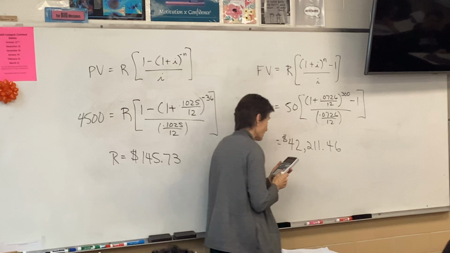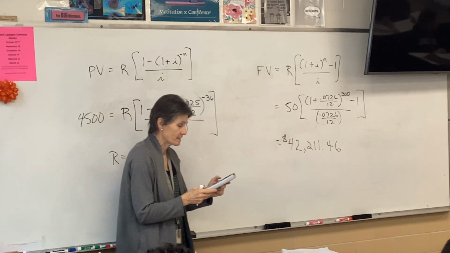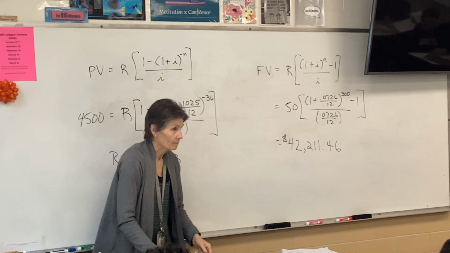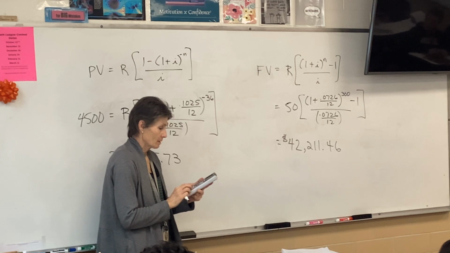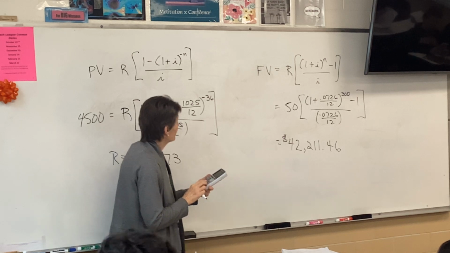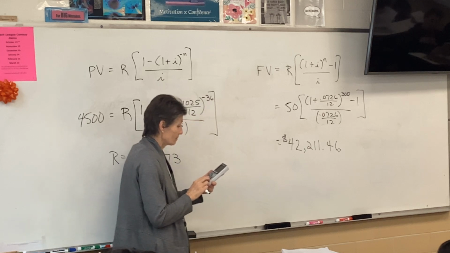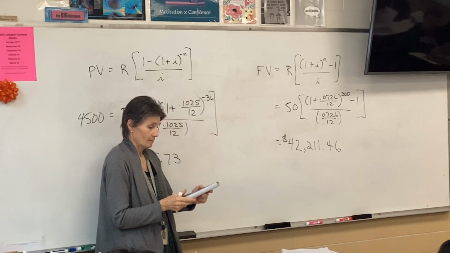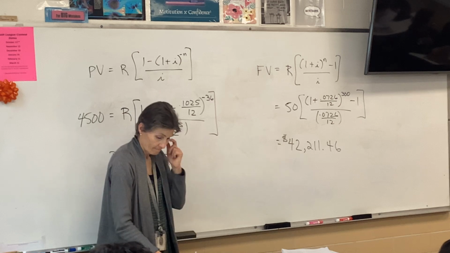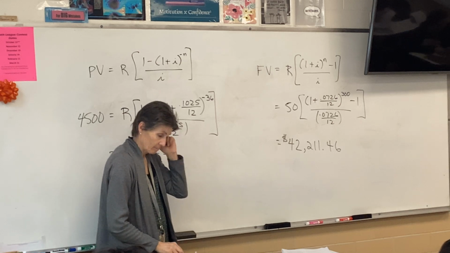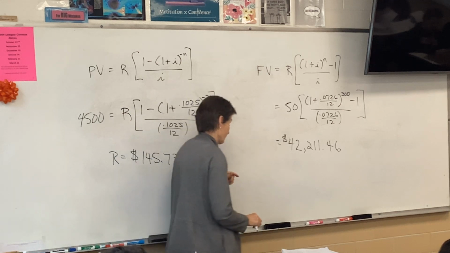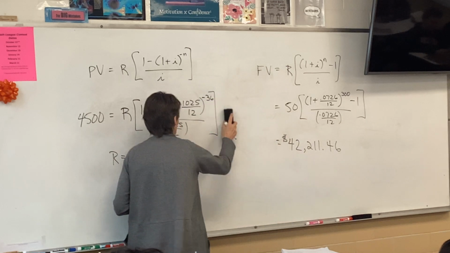I got $42,211.46. I got 41,260. Uh-oh. Wait, let me do it again. Oh, I see where I got it wrong. I typed it in wrong. It's right, it's right. Yep. All right, thank you.